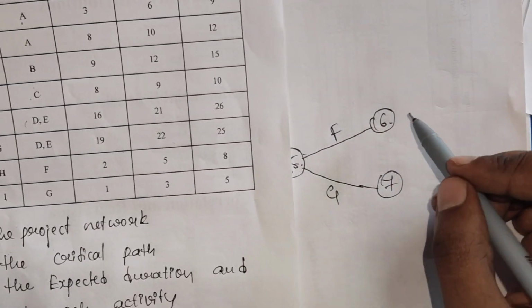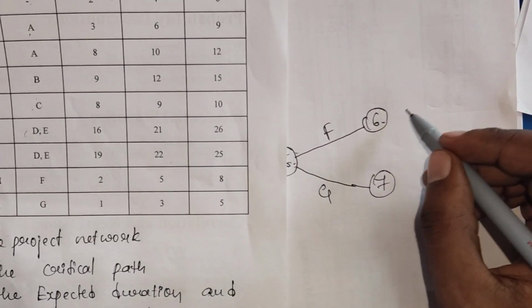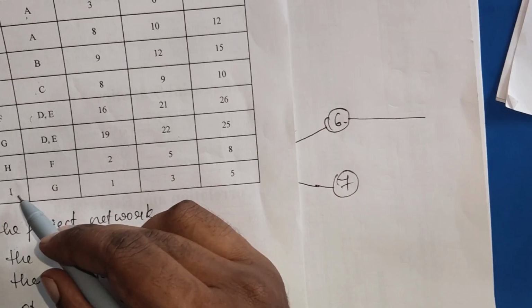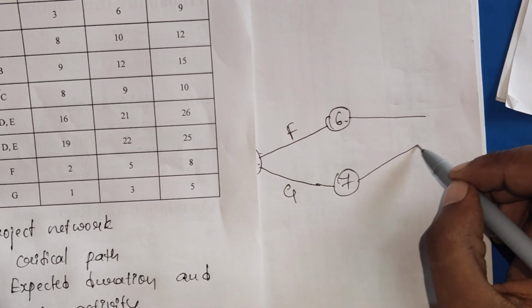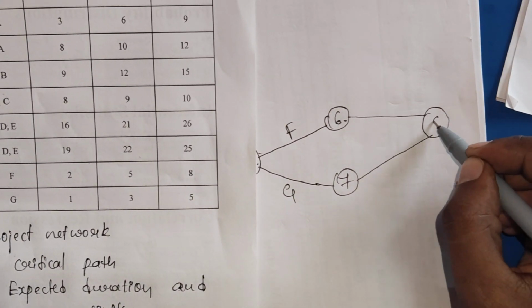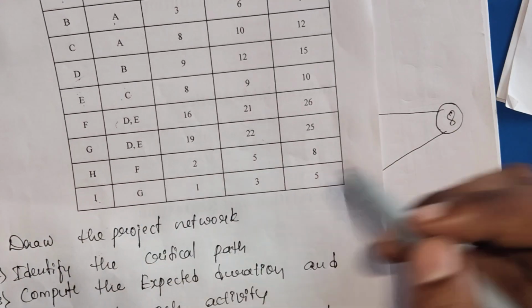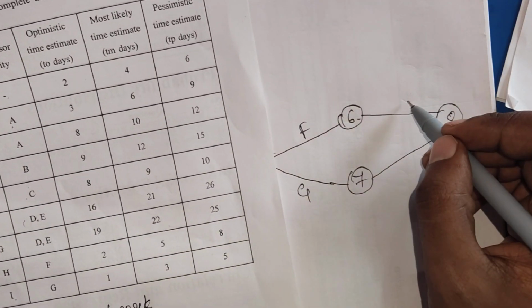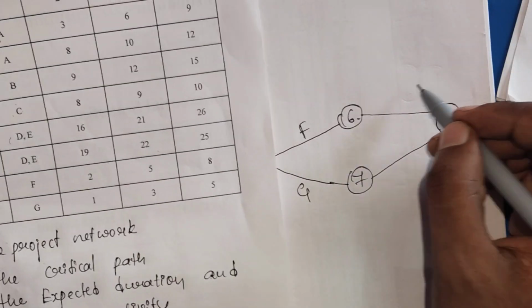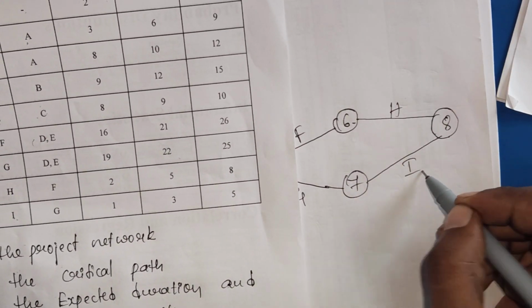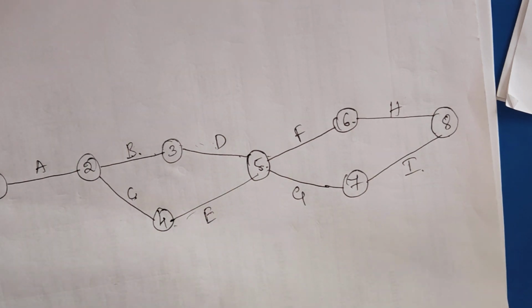Clear? H is coming from F, and then I is coming from G. For H and I activities, there is no successor, that's why H and I are going to become the end of the problem. H from F and then G, I from G. Done.